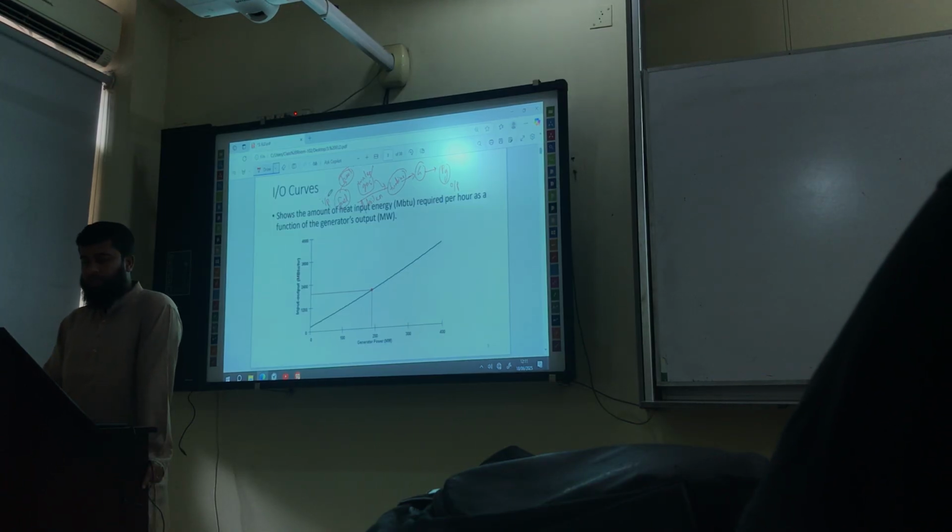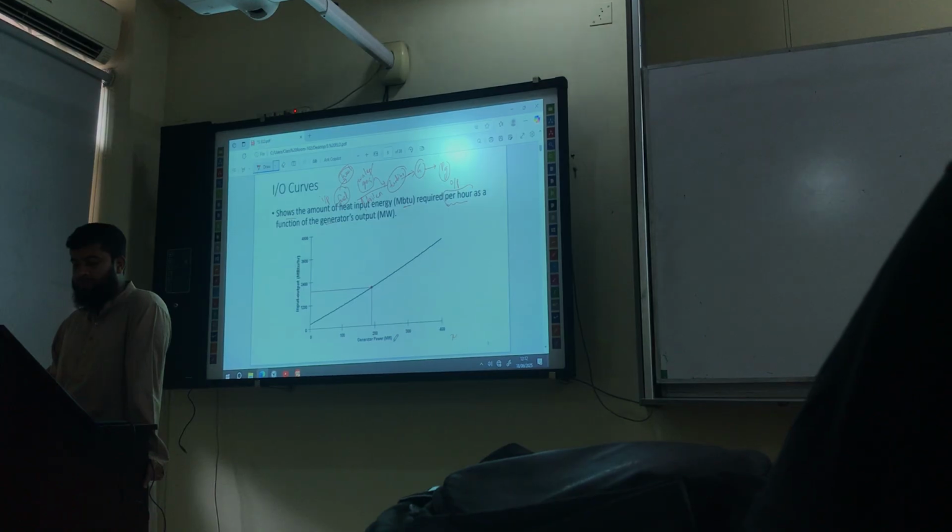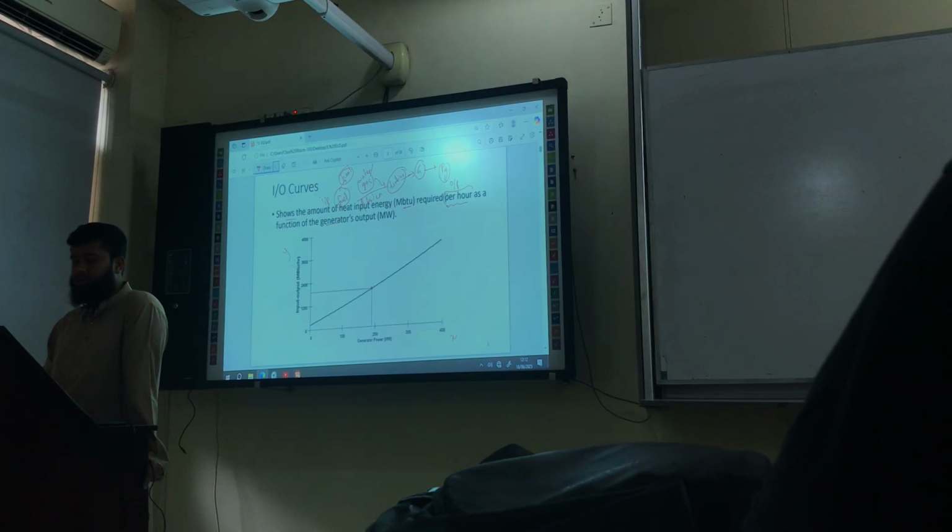In the input-output curve, it shows the amount of heat input energy in MBTU. BTU is the British thermal unit, and M stands for mega, so mega British thermal unit required per hour. This is important: this is the heat input energy per hour as a function of the generator's output in megawatts. In the x-axis we have the output, the generator power in megawatts, and in the y-axis we have the amount of heat input energy per hour, in MBTU per hour. This is the x-axis, this is the y-axis.